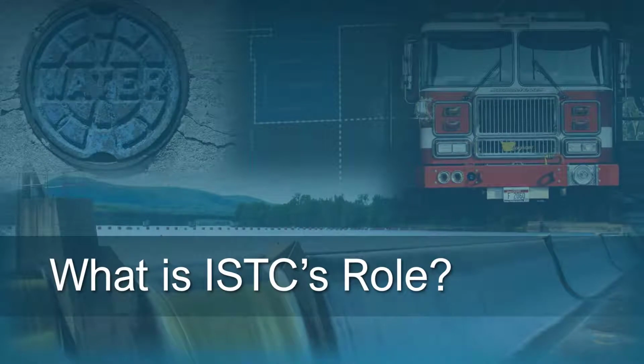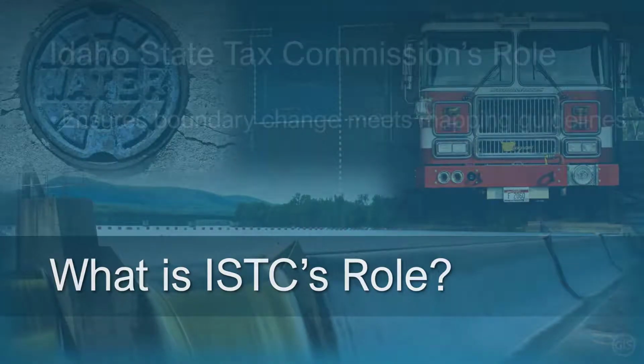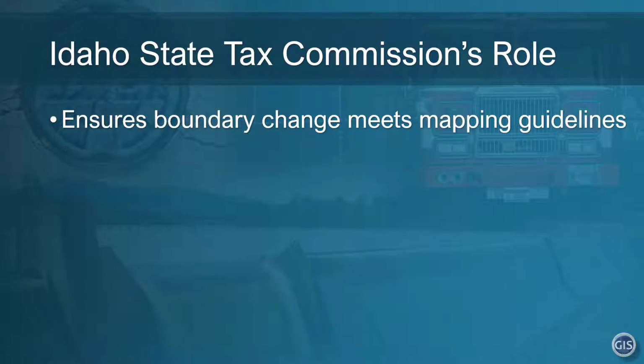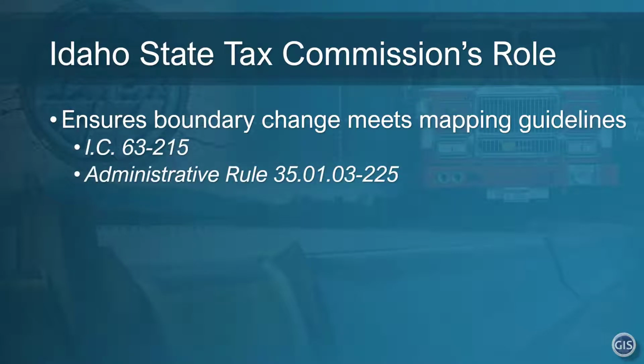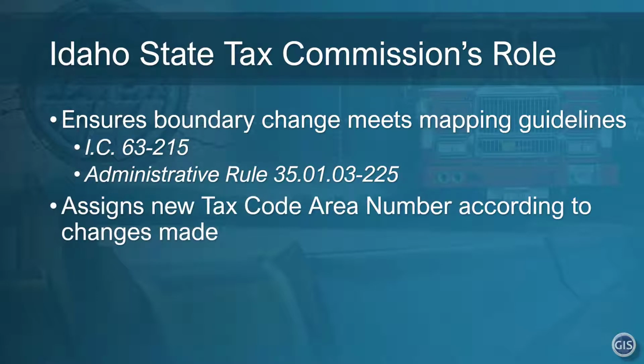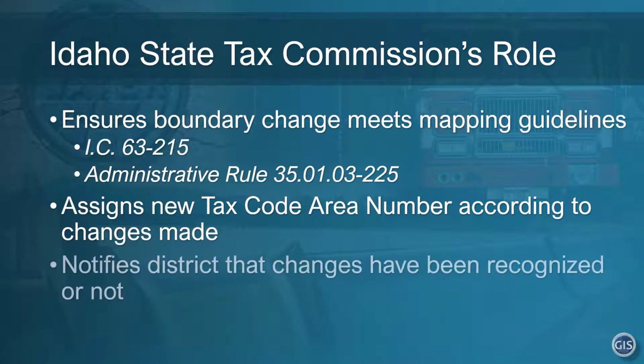What is ISTC's role? The Idaho State Tax Commission ensures boundary changes meet mapping guidelines set forward in Idaho statute and administrative rule. The Tax Commission assigns new tax code area numbers according to changes that are made and will notify districts when those changes have been recognized or not.